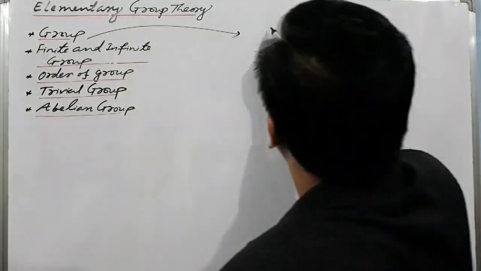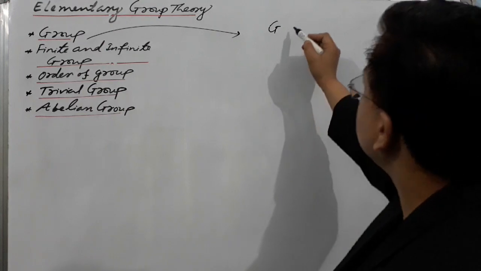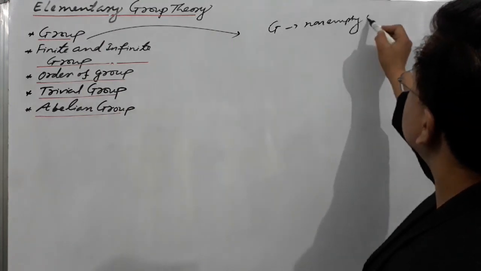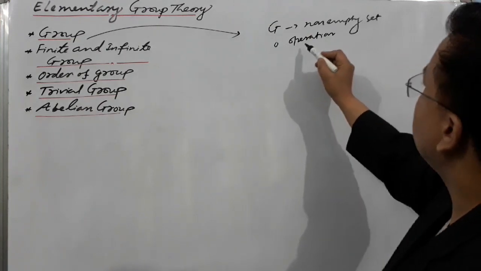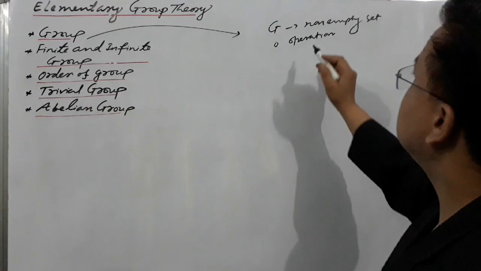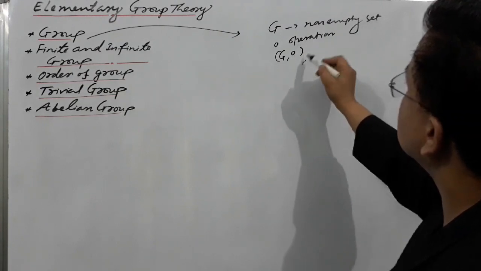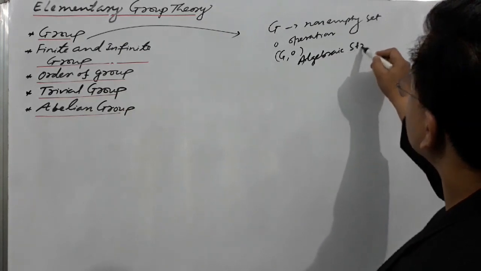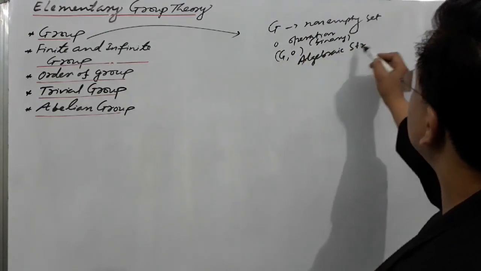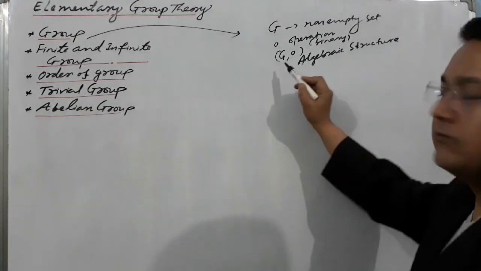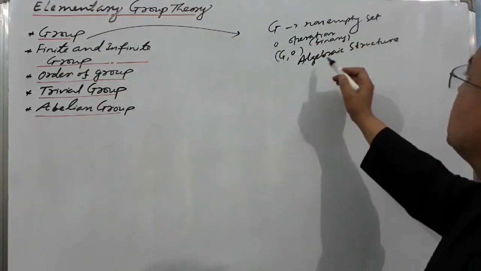Now I'm going to explain. Let G be a non-empty set. And let's suppose this is an operation, any operation, right? So any operation I've taken, G is a non-empty set. O stands here for any operation, and (G, O) stands for your algebraic structure. O is a binary operation. A set together with a binary operation is called an algebraic structure.